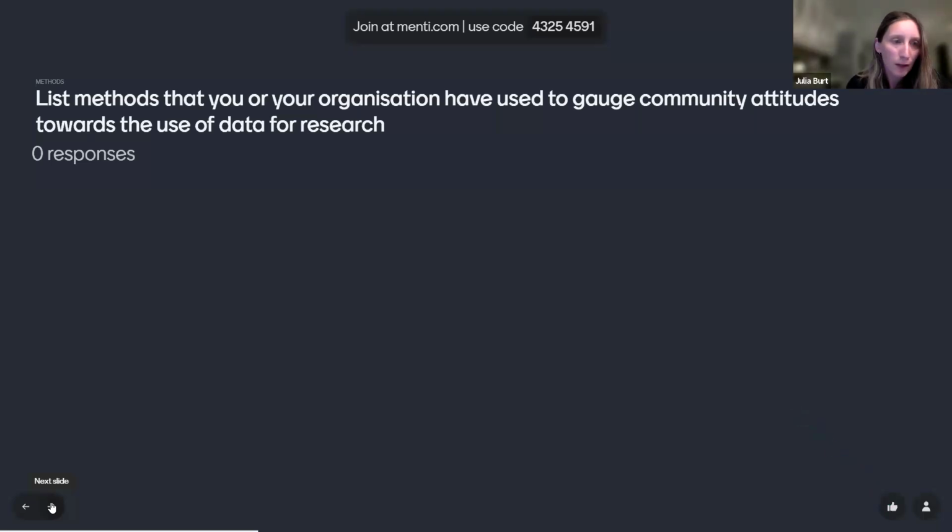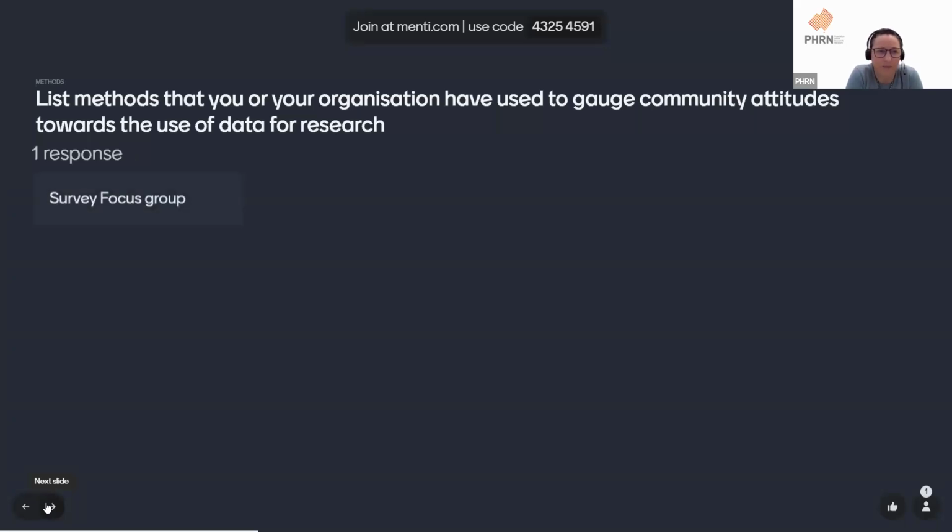So I think we have another Mentimeter. Yes. So first of all, we'd like you to turn your minds to what either you've done or you know that your organization has done to gauge community attitudes towards the use of data for research.